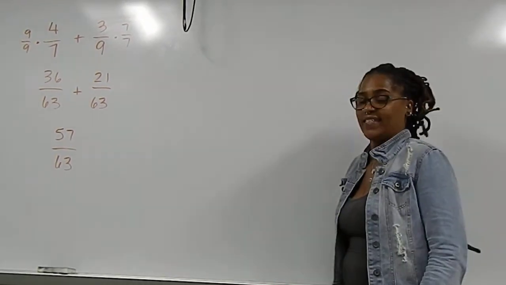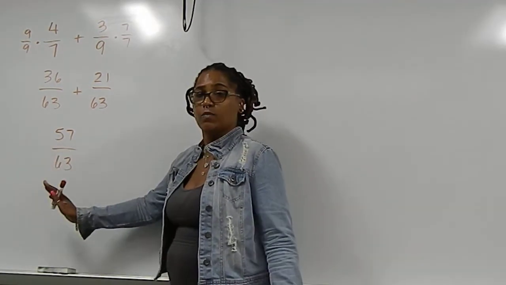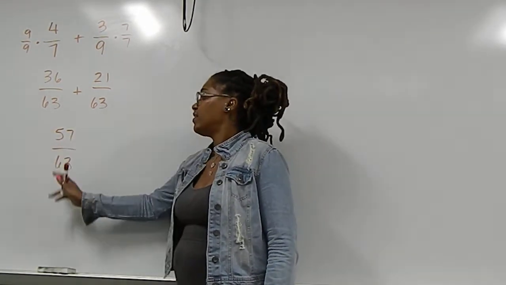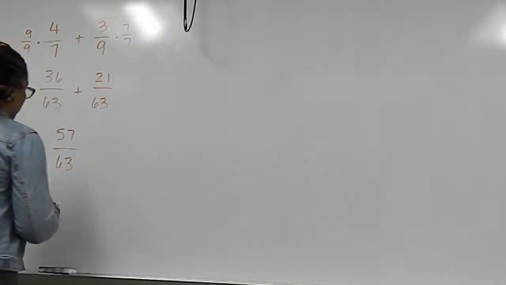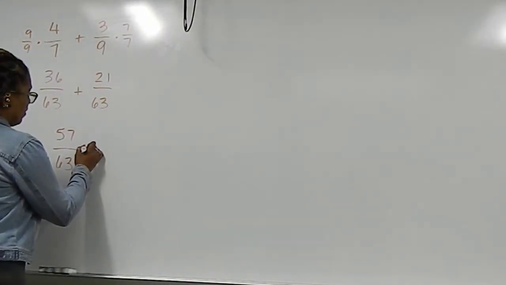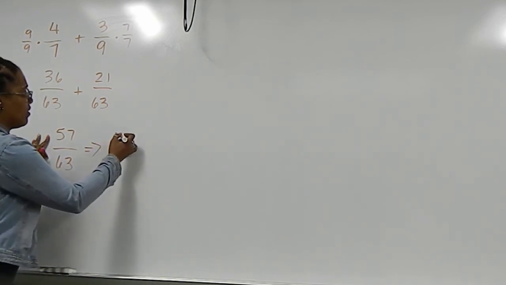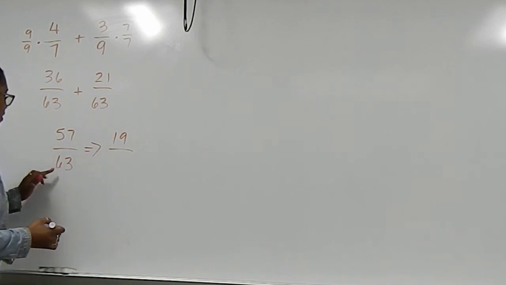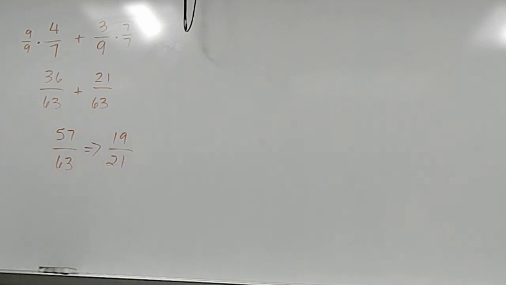But yeah, you get 57 over 63. It's the rules of divisibility. So I know that at the smallest, the value 3 is a factor of each of those. So I will reduce these by 3. 3 goes into 57, 3 goes into 5 once. 3 goes into 27 19 times. And 3 goes into 63 21 times. So our final answer is 19 over 21.